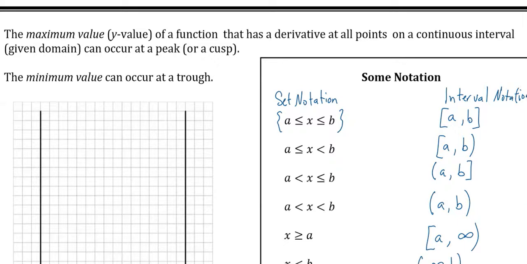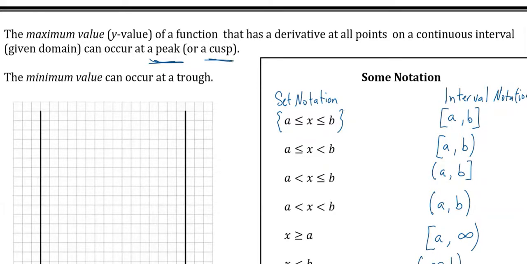Okay. So what does that mean? It means the derivative exists, or the derivative, sorry, doesn't exist, but has a derivative at all points on a continuous interval. The maximum value will occur at a peak, right?